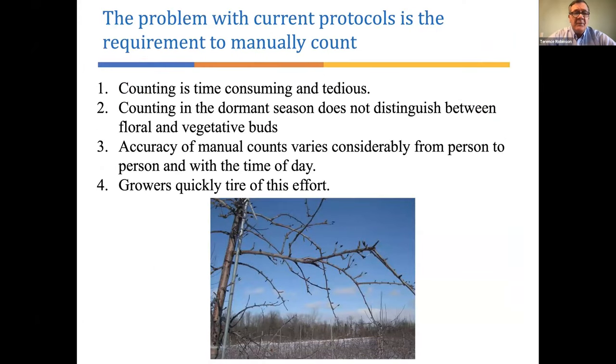The problem that we have with our current protocols is it's time consuming and tedious. But secondly, when you count in the dormant season, it's hard to distinguish between floral buds and vegetative buds. But a third problem comes just from human fatigue. The accuracy of manual counts varies considerably from person to person and with the time of day. And we found that growers just quickly tire of all this manual counting.